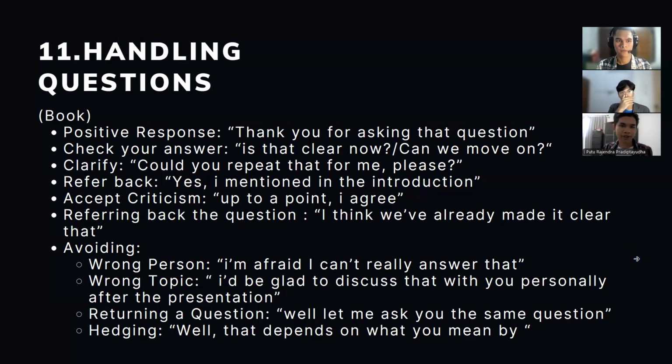So what are the examples of handling questions? From the positive response, we say, thank you for asking that question, and then check your answer. Is that clear now, or can we move on? Clarify. Could you repeat that for me, please? Refer back. Yes, I mentioned it in the introduction. Accept criticism. Up to a point, I agree. Referring back the question. I think we've already made it clear that.